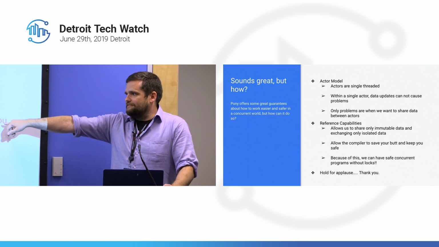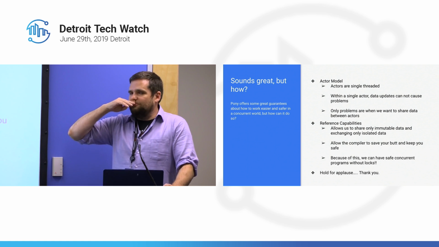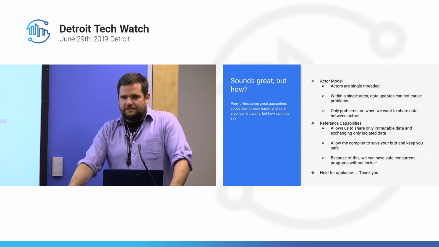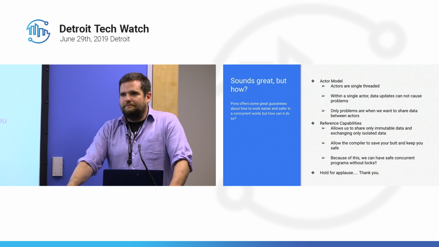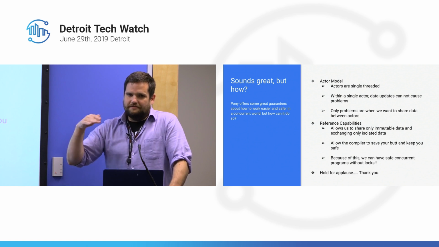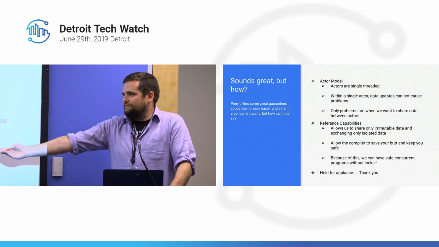This is the one I like. It allows the compiler to save your butt and keep you safe. Once you run the Pony compiler, if you are handling any sort of unsafe data, it just won't compile, and it will let you know why it's not working and what you can do. It can give you some tips. I've worked in a lot of languages, and in Java, I never felt safe with concurrent code, ever, even though I should have. Now I know that whenever I run it and compile it, I feel safe with Pony code. And because of this, we can have safe concurrent programs without locks.